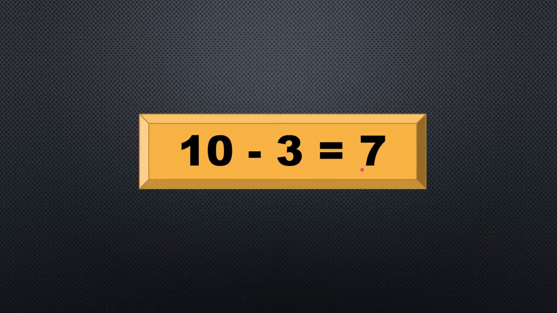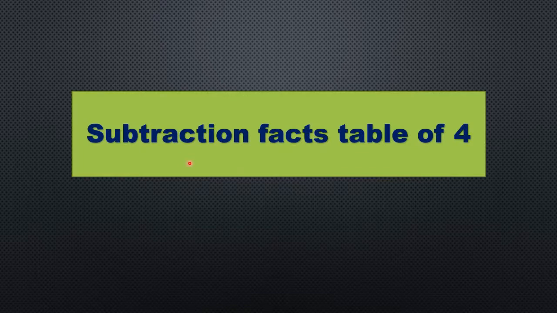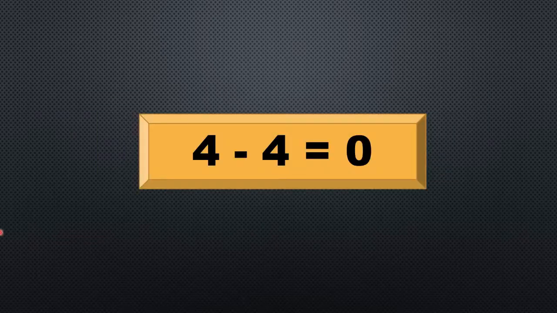Now let's see the subtraction facts table of 4. 4 minus 4 is equal to 0. 5 minus 4 is equal to 1. 6 minus 4 is equal to 2. 7 minus 4 is equal to 3.